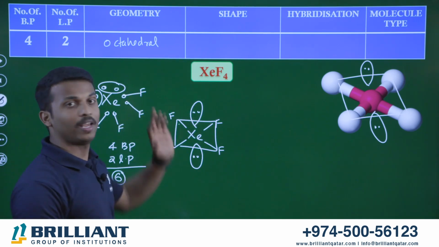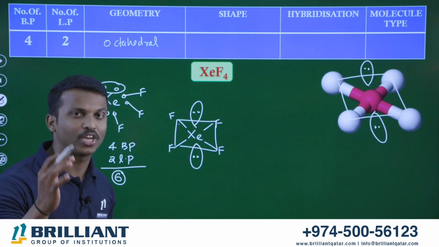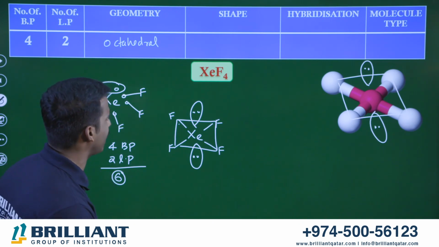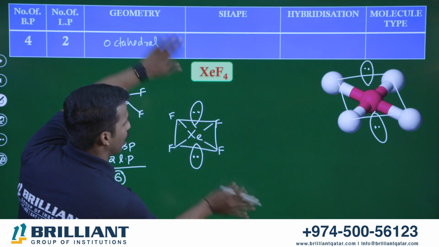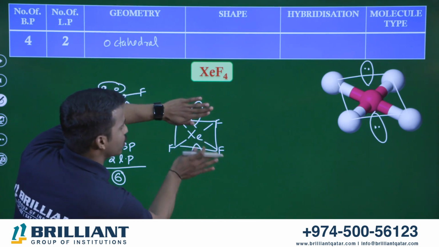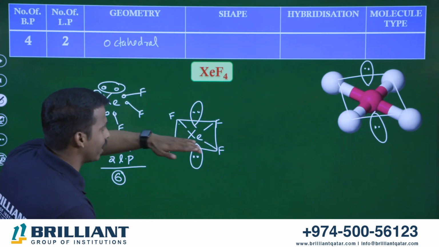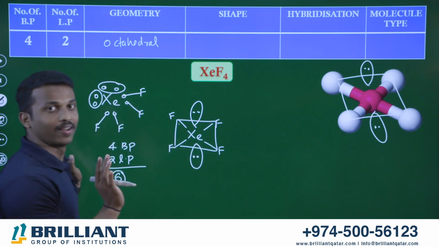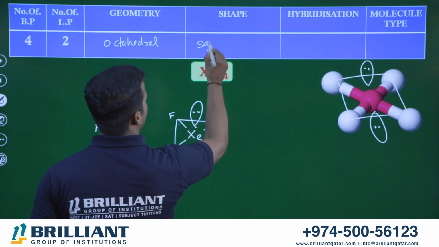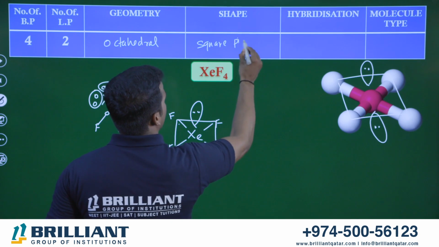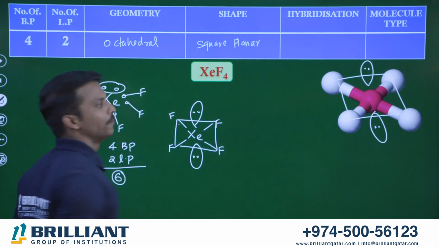Now, what is the shape, dear all of you? When you are calculating the shape of the molecule, as I'm reminding you once again, you just forget about the lone pair. If the lone pair is not there in the system, what is that? It is simply square planar, right? So what is the shape? We can say square planar shape.